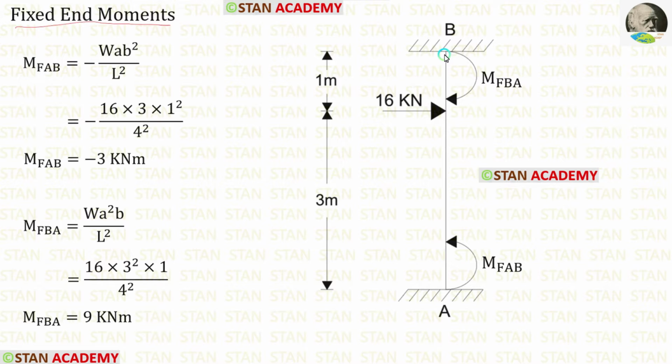First, let us find them in the column AB. In the column AB, there is an eccentric point load 16 kN. The formulas to find the fixed end moments are minus W A B squared upon L squared and positive W A squared B upon L squared. Let us apply the values inside the formulas. W is 16, A is 3, B is 1. After applying, we are getting M of AB and M of BA.